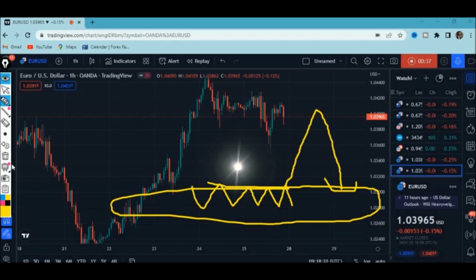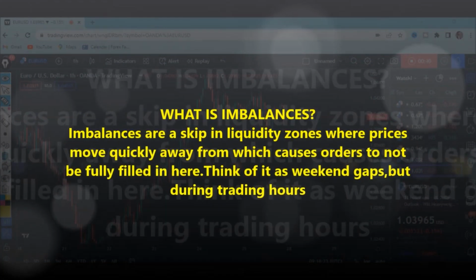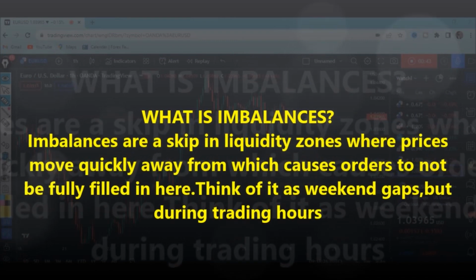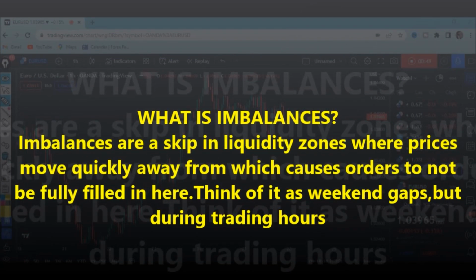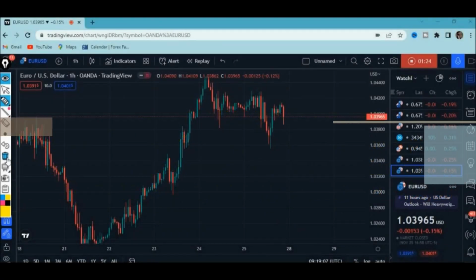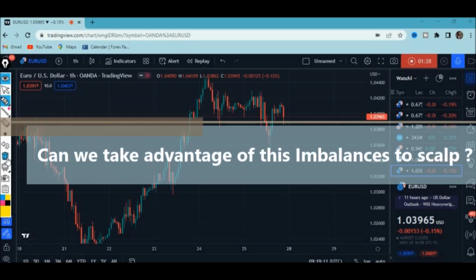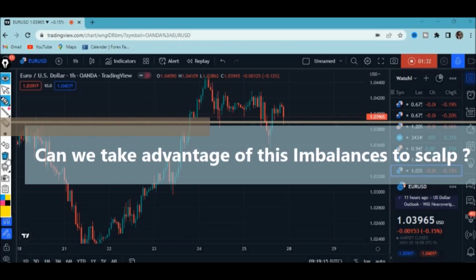Okay. So what are imbalances in Forex trading? Imbalances are escaping liquidity zones where price moves quickly away, which causes orders to not be fully filled in here. You can think of it as weekend gaps, but during trading hours. According to what I understand, and why I decided to come up with such an idea, simply because it is a skip in liquidity zones where price moves quickly. Price is really moving quickly from that zone, which causes some orders not being filled. So can we really take advantage of that price moving quickly and execute trades? That's what I really thought about.